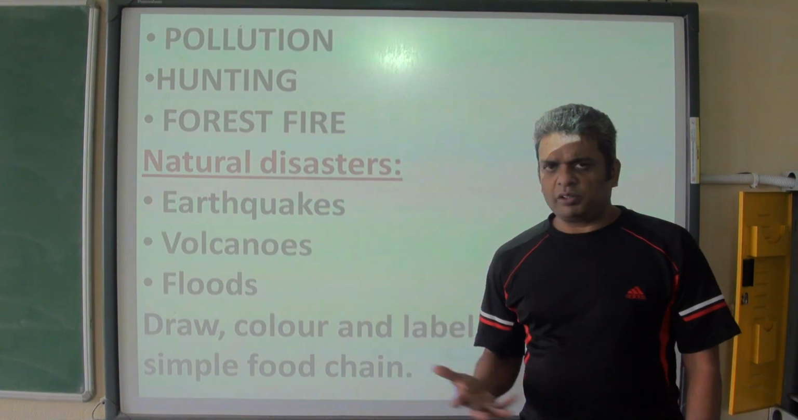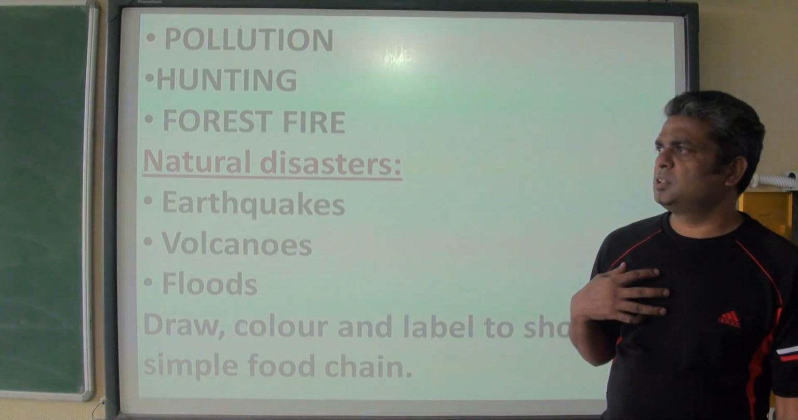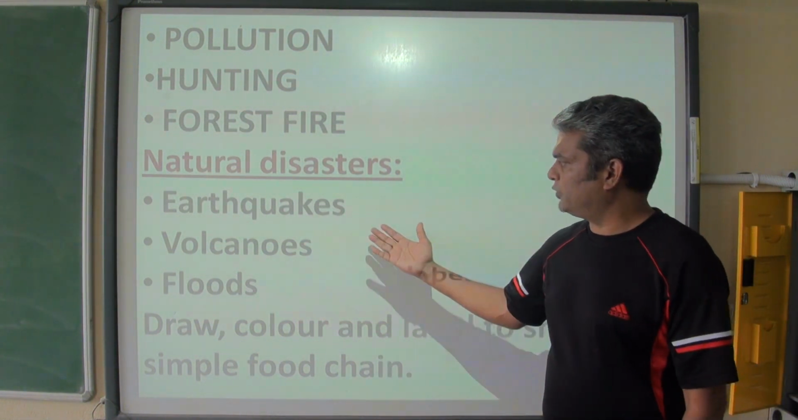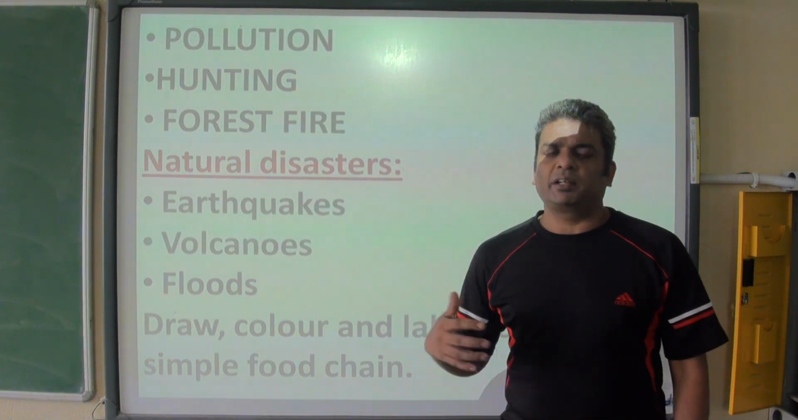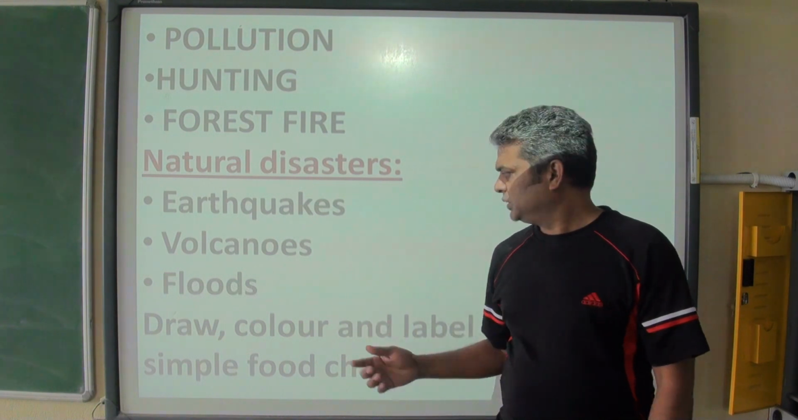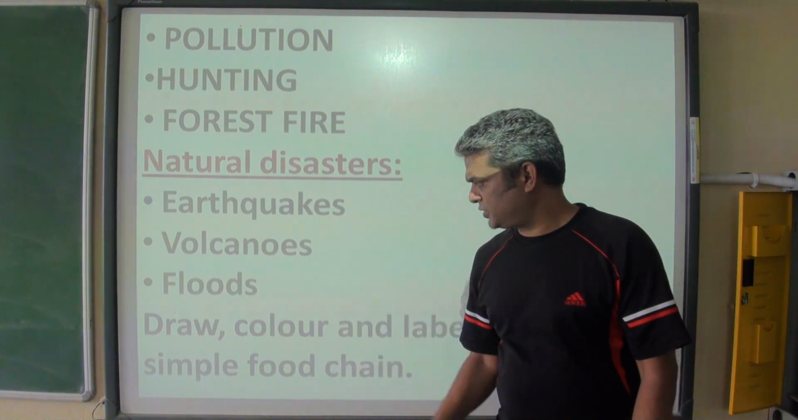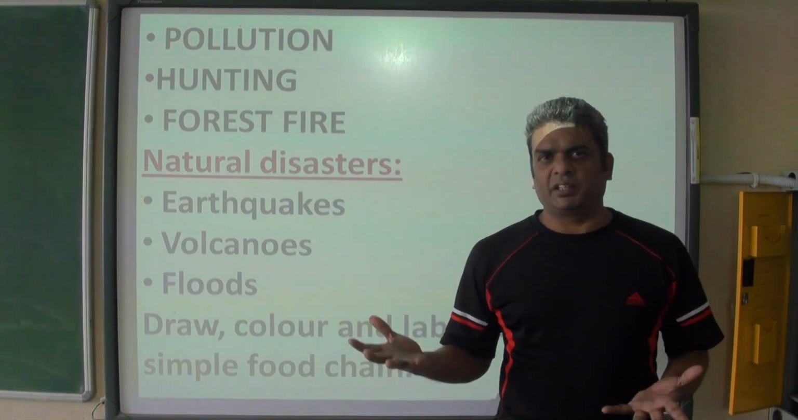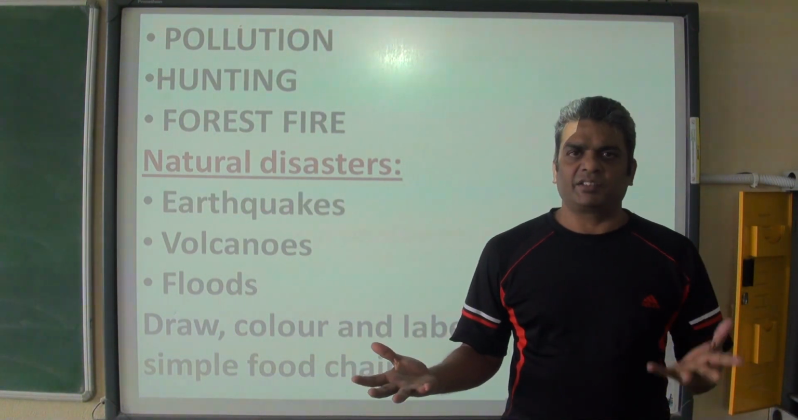Then there are natural disasters also. It's not just us, nature also takes a different turn, for example earthquakes. That is how an imbalance takes place. Volcanoes erupt and destroy many things, then floods. So these are the reasons why there is an imbalance in nature, man-made as well as natural.